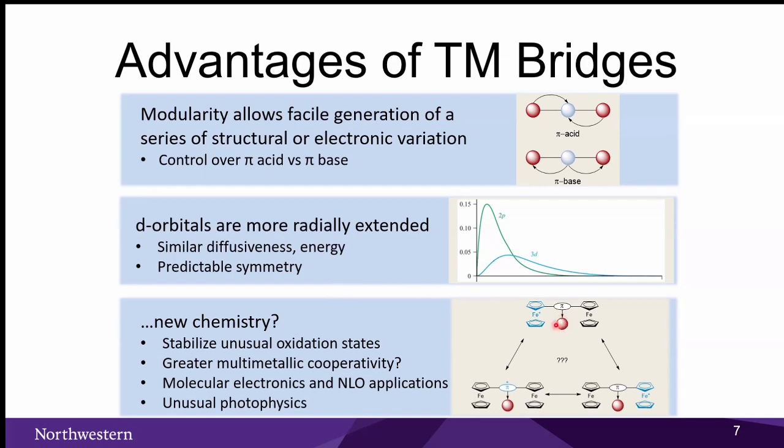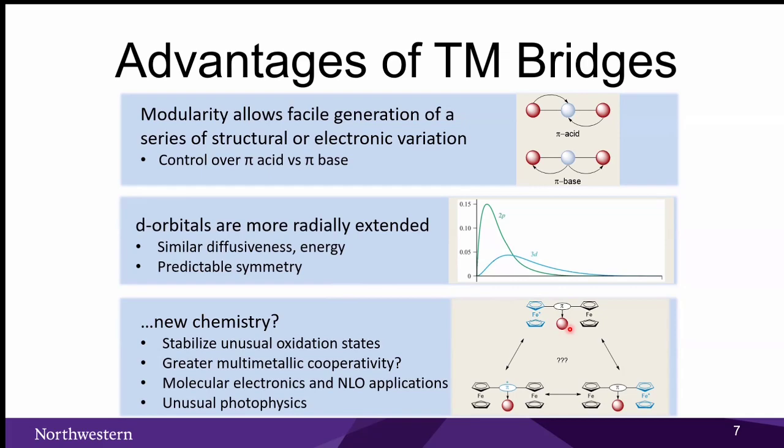So, if you suddenly have three metals and maybe one of these is some sort of reactive metal, are you going to stabilize some sort of new oxidation state? Are you going to get intermetallic cooperativity? Are there potentially interesting molecular electronics or NLO applications that you could get from this? Is there different photophysics that you could get? These are questions that are somewhat unanswered because there aren't a lot of useful systems that you can look at in this sort of chemical space, just because the design principles and the syntheses end up being very challenging.